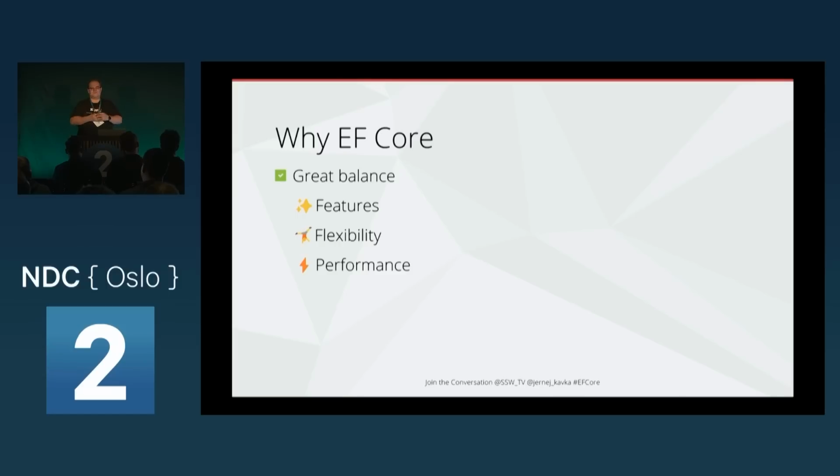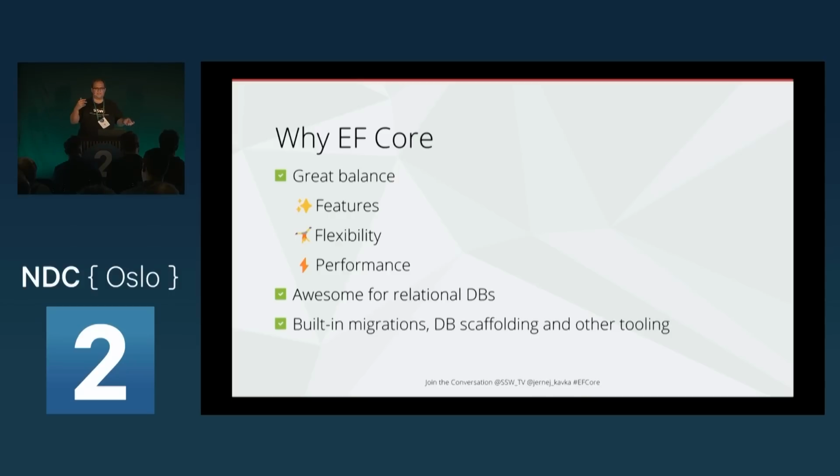So this is why EF Core is great, because it gives you the best balance between features, flexibility, and performance. It's really good with relational databases, and it has built-in migrations, database scaffolding, and other tools. Now, if anyone is doing a migration from database first on .NET Framework, you might know how useful it is to have database scaffolding, because you can just take the database and convert it to code first, and then continue on with the built-in migrations.